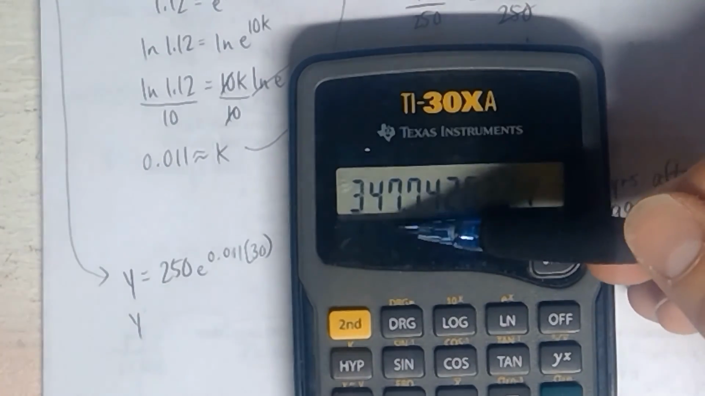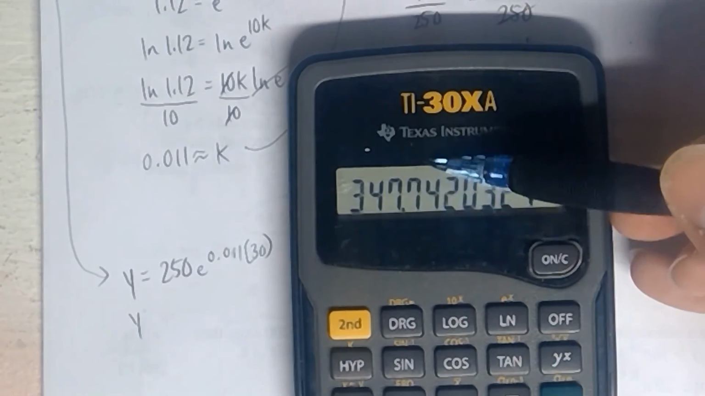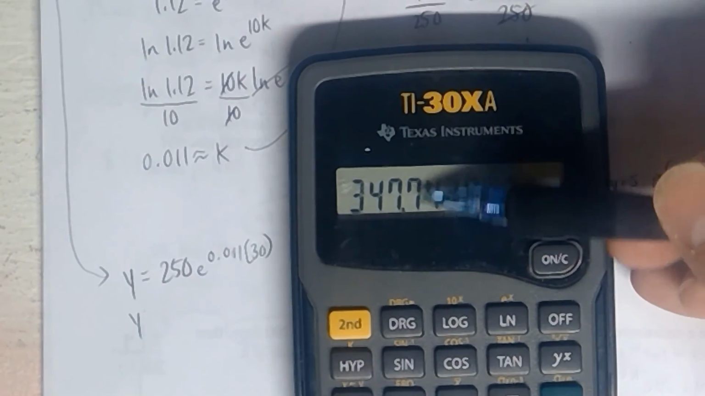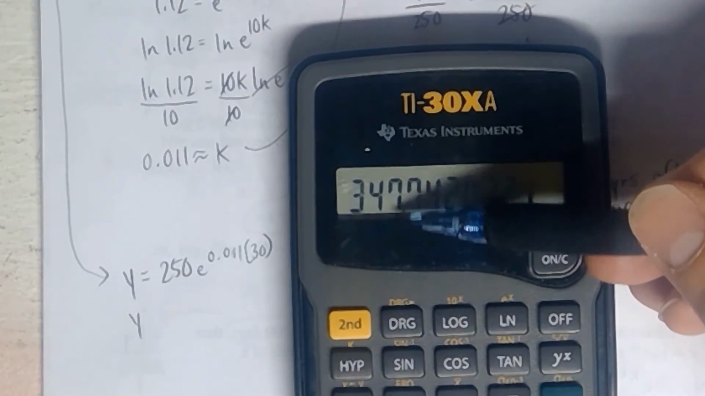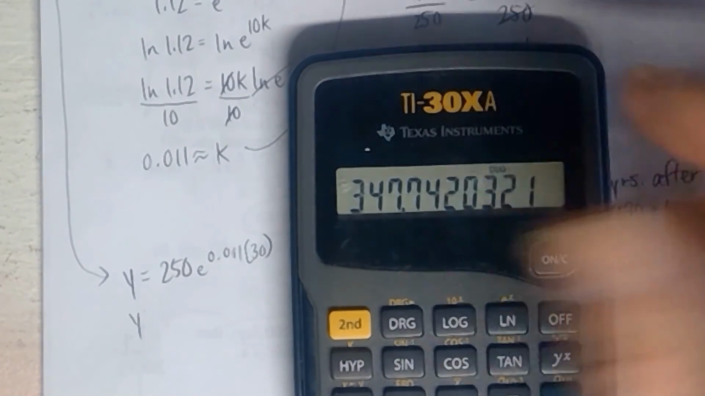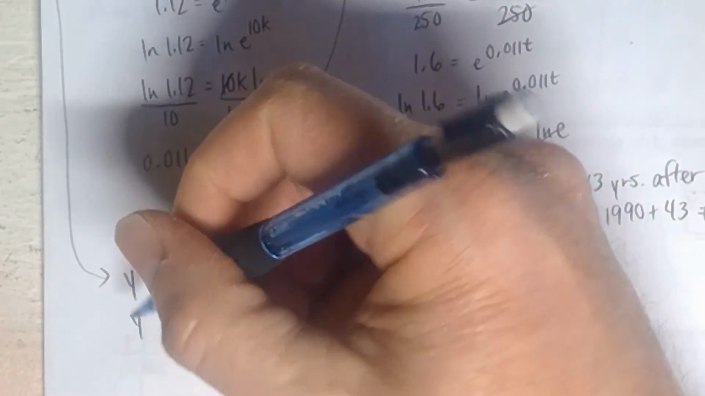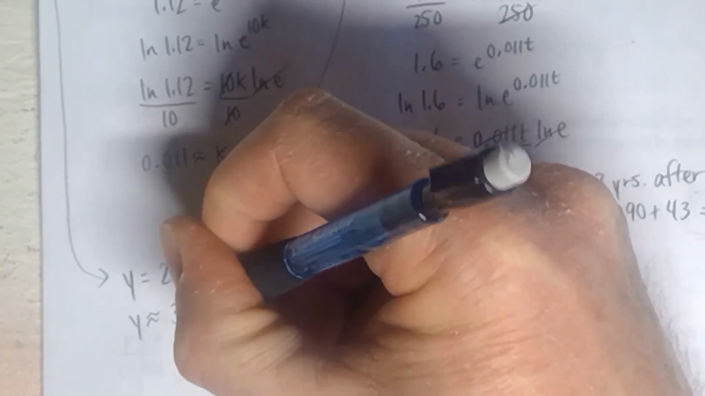So since the next digit after the nearest whole number is greater than 5 right here, that second 7 right there, that means that this first 7 is going to bump up to 348. So that's going to be approximately 348.